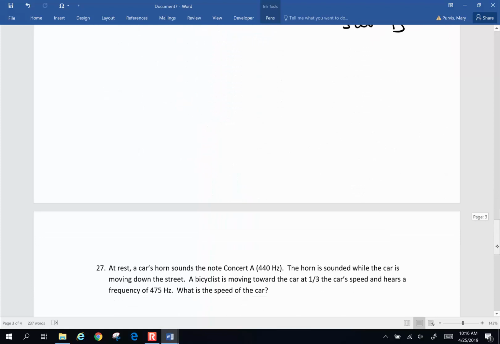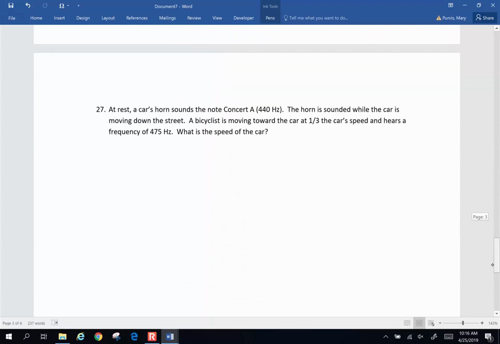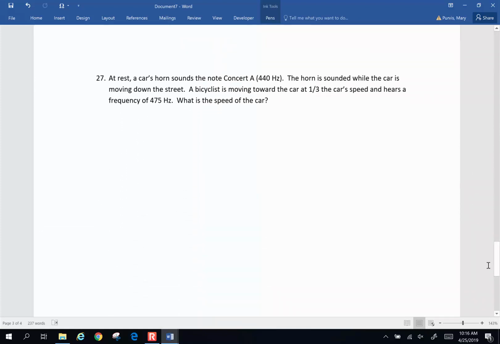Okay, let's do another one of these. This Doppler problem is a little trickier because we're going to be solving for a velocity. So here goes. A car at rest, a car's horn sounds the note concert A, 440 hertz. The horn is sounded while the car is moving down the street.